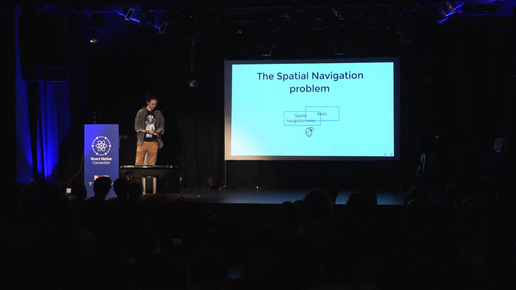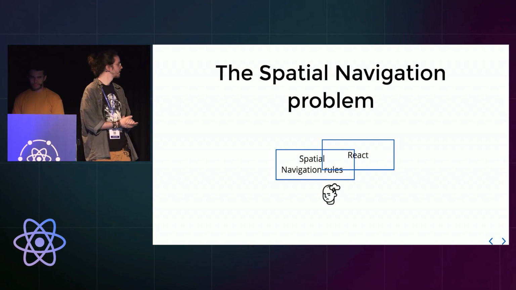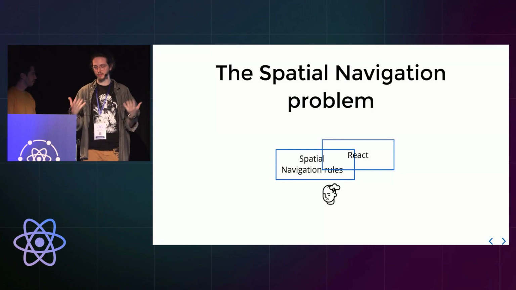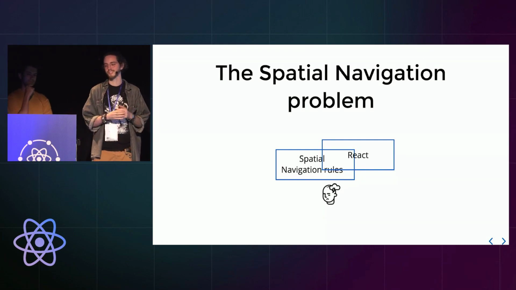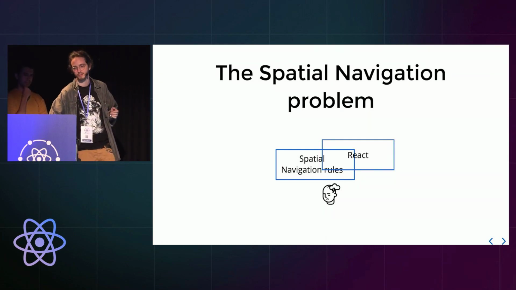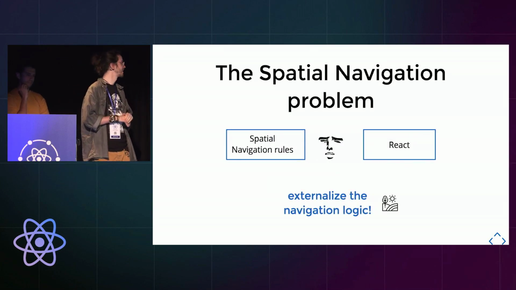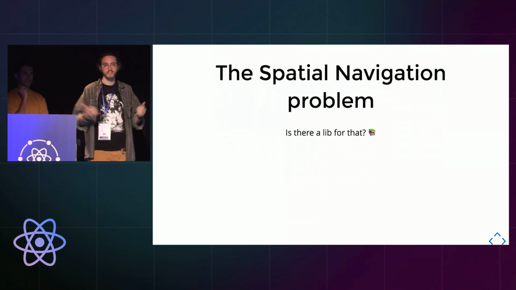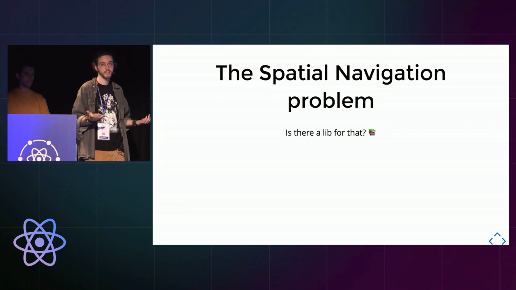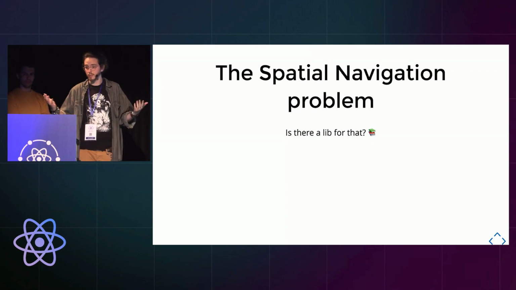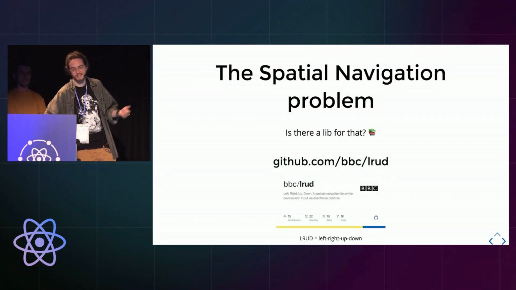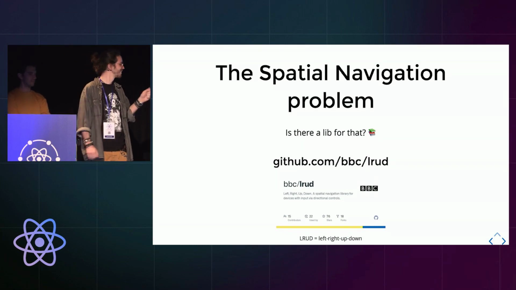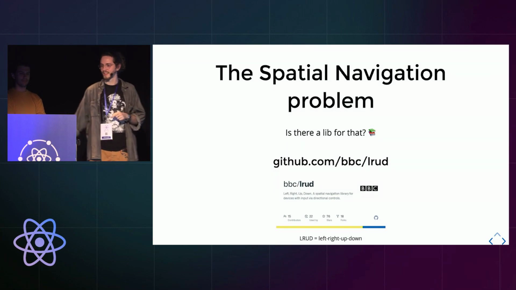So let's get back to this spatial navigation problem. As we showed, there are spatial navigation rules. And the first thing we thought after our first iteration is it has nothing to do with React, so we should just separate it. Once it's separated, one may wonder, is there a library that handles the spatial navigation logic, which is a common problem. And well, yes, there is. The BBC made a lib called Lrud, I would say in the French way. It means left, right, up, down.